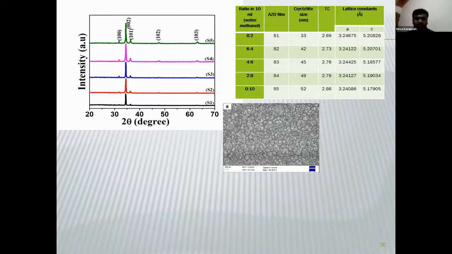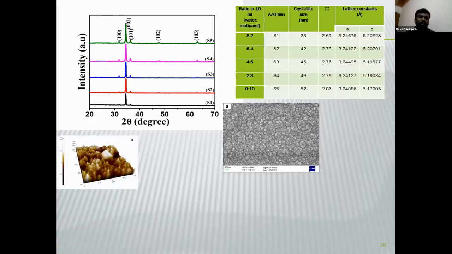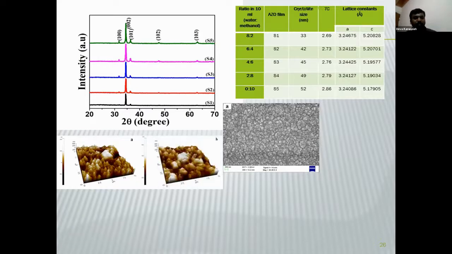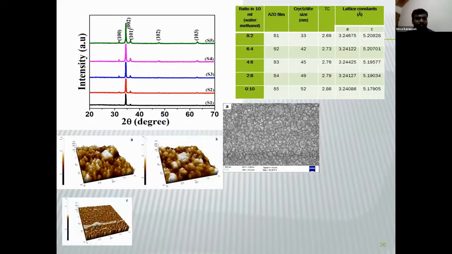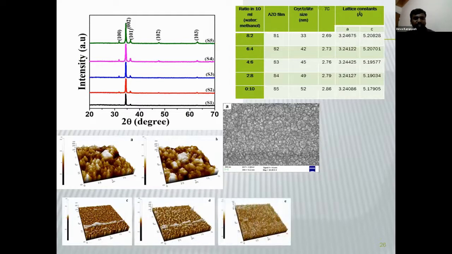This SEM image is very close to the commercial FTO SEM image. You can refer to other results. As I already told, the surface roughness increased for the water solvent compared to methanol. So for samples S1 to S5, the smoothness of the film is increasing. From sample A to E, like S1 to S5, the surface roughness is low, increasing from sample 1 to sample 5. For sample 5, here we mentioned E.